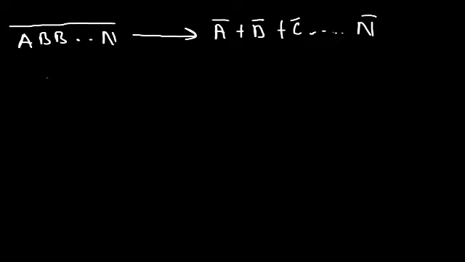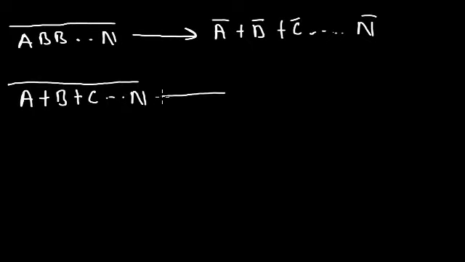And for the second interpretation, it says that the complement of the sum is replaced with the product of the complement, which implies that if I have the complement of some inputs added to each other all the way to infinity, for instance, then this can be replaced with the product of the complement, A bar times B bar times C bar, then all the way to N bar. So that's just the basic idea behind De Morgan's law.